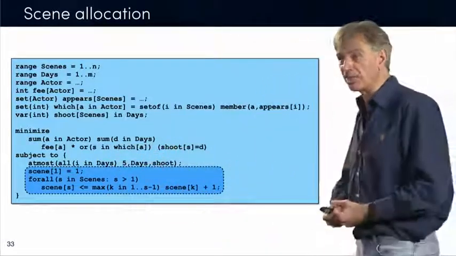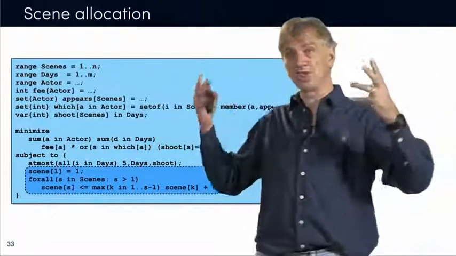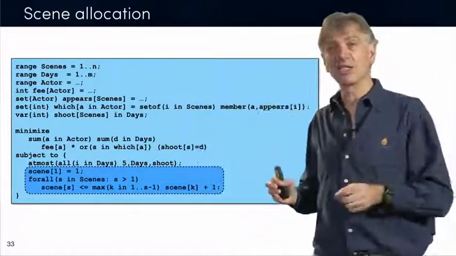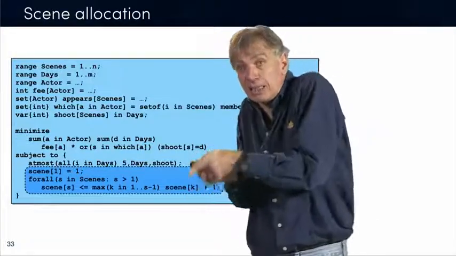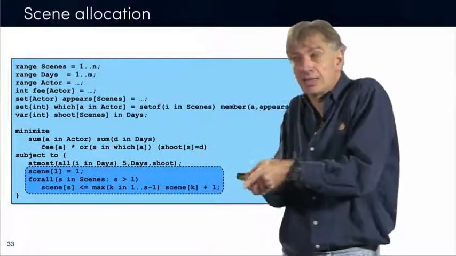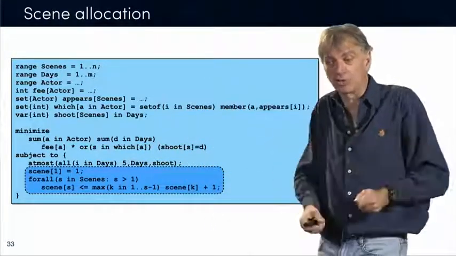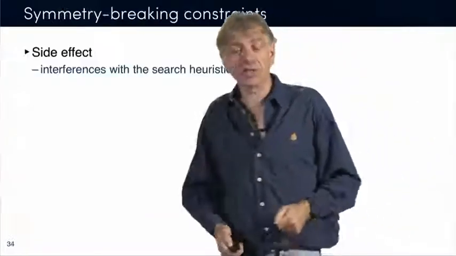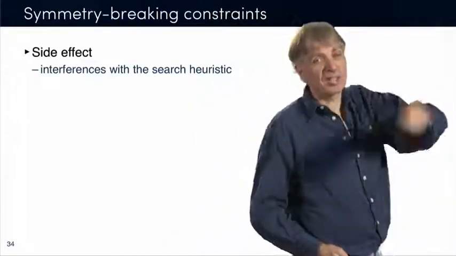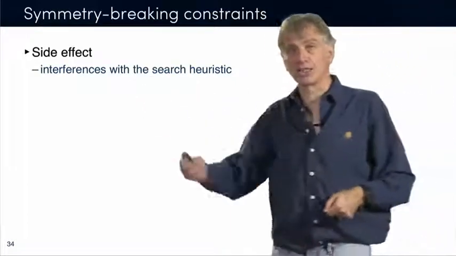But in this particular case, it essentially prevents you from using any kind of sophisticated heuristic, because you are basically constrained by these constraints that are reducing the domain of the variables. So can we avoid it? There is an interference between the symmetry breaking constraints and the search heuristic that you could use.